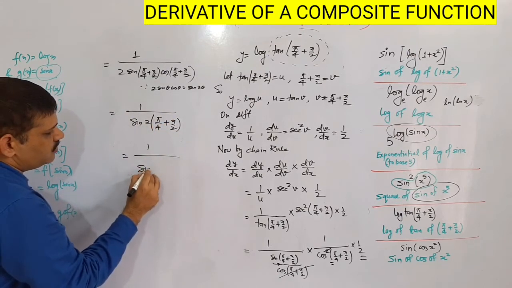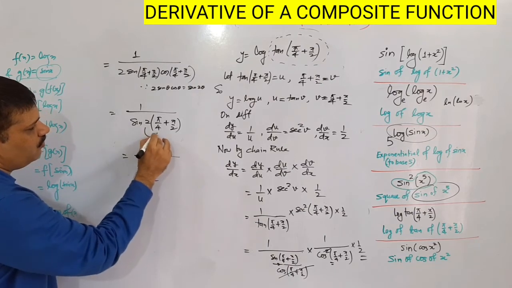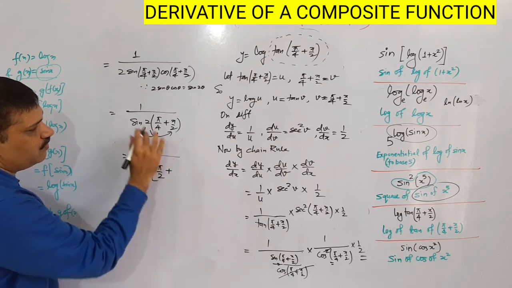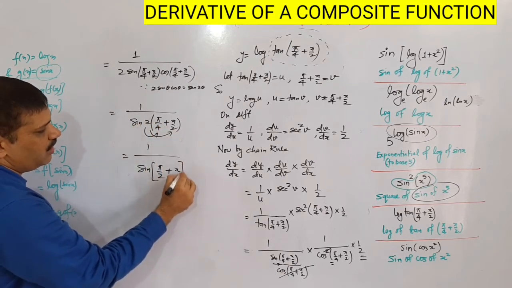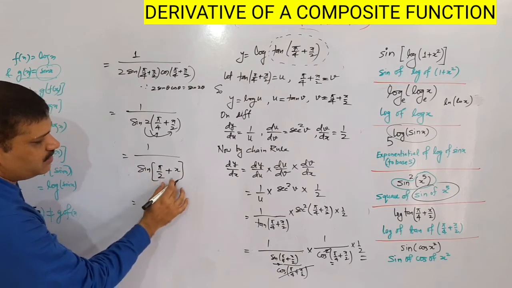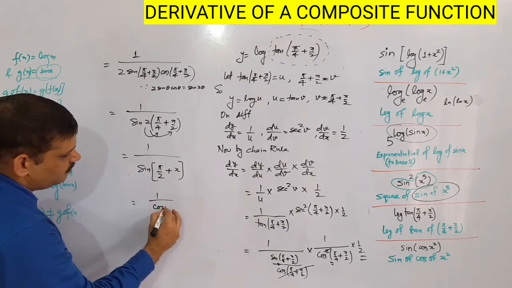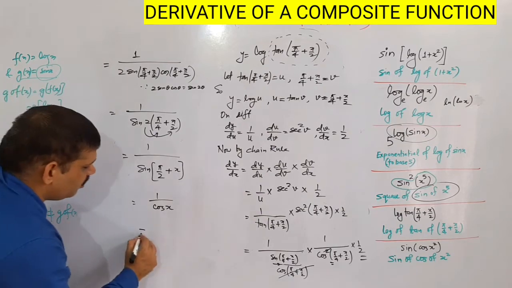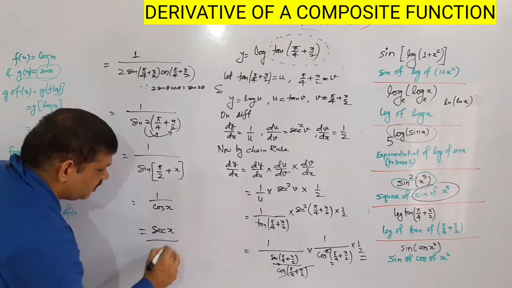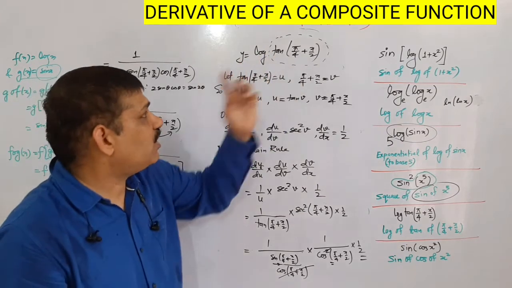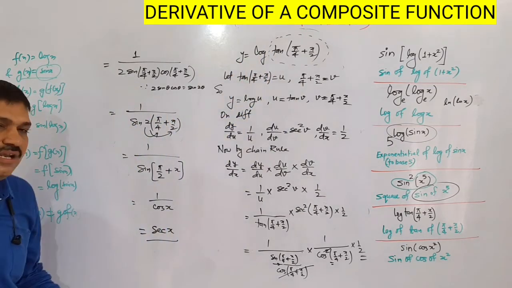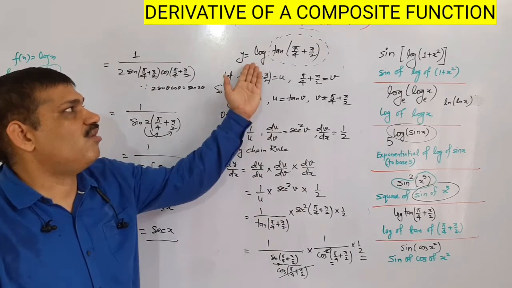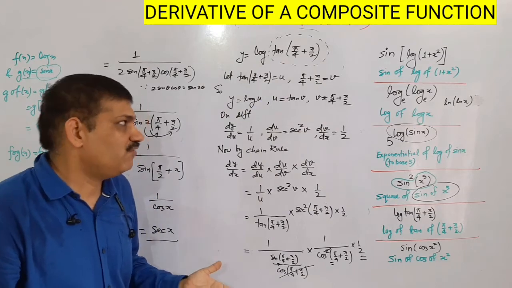1 upon sine of, if you multiply 2 here, you get 2 into pi by 4, that is pi by 2, plus 2 into x by 2 is x. Now sine 90 plus theta is simply cos theta. In the second quadrant sine is positive, so it is positive. 1 upon cos x is sec x. The derivative of log of tan of pi by 4 plus x by 2 is sec x, and later on we will come to know that the integral of sec x is log of tan of pi by 4 plus x by 2. How we did it?